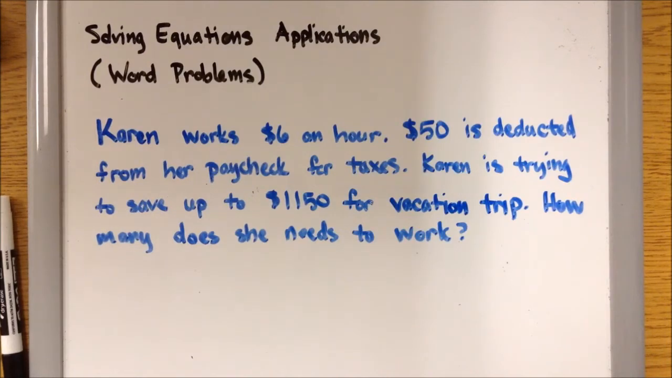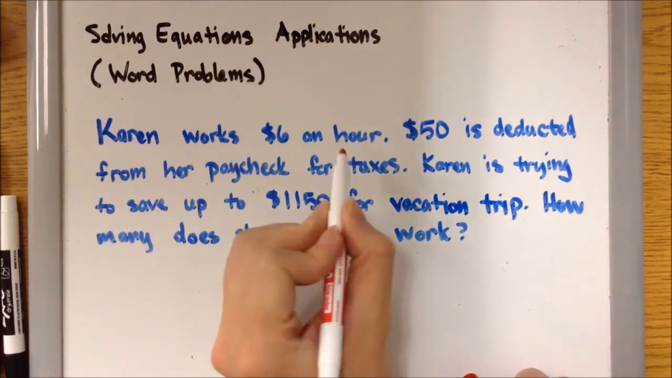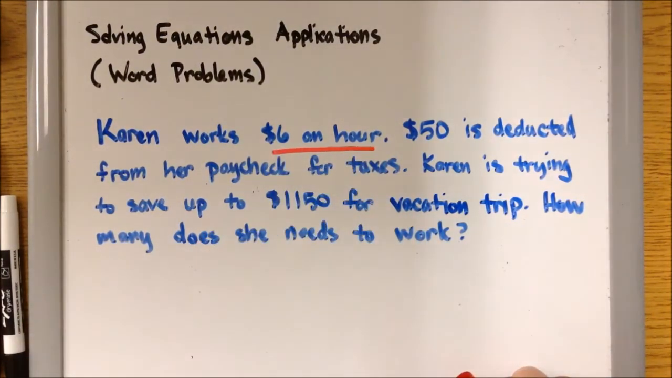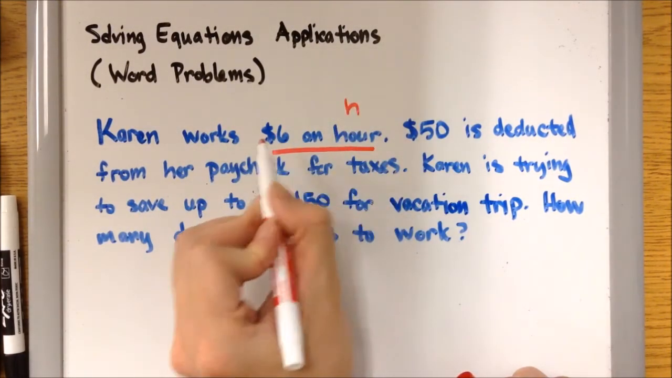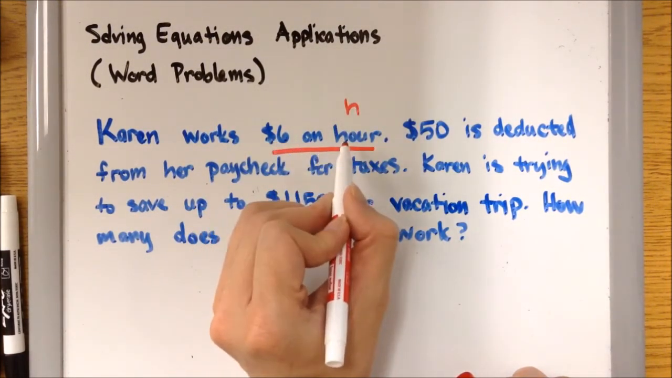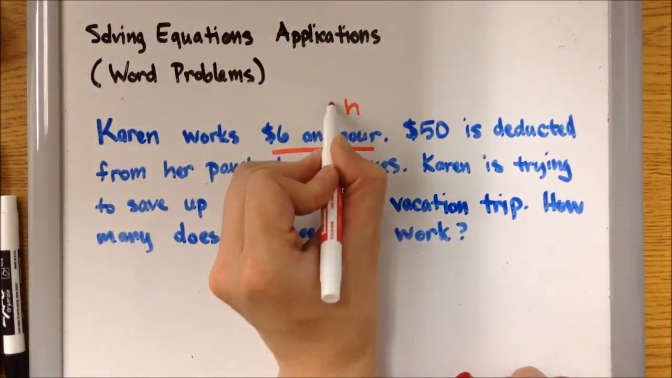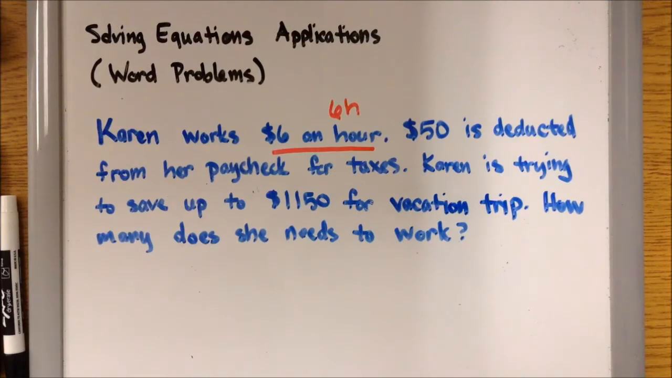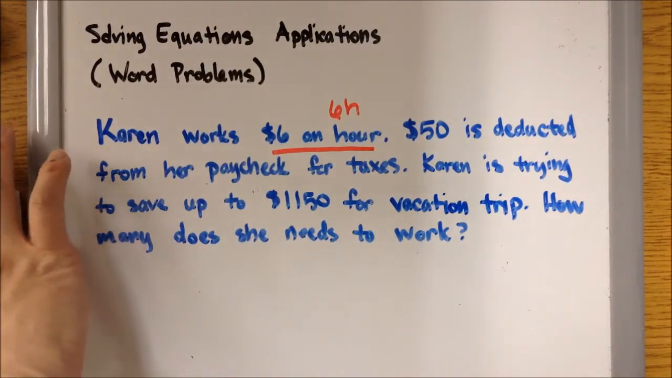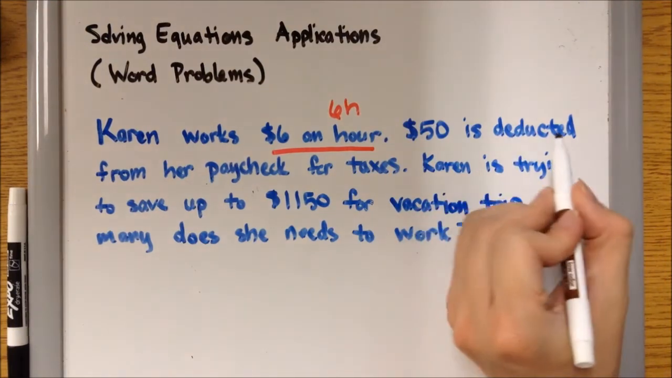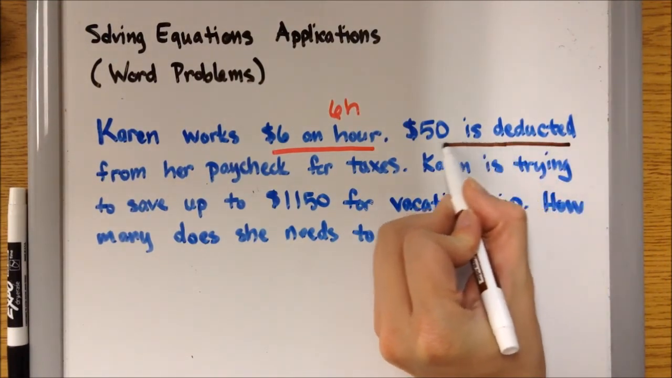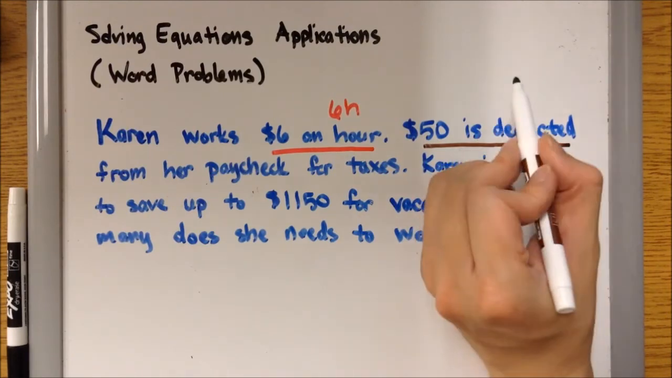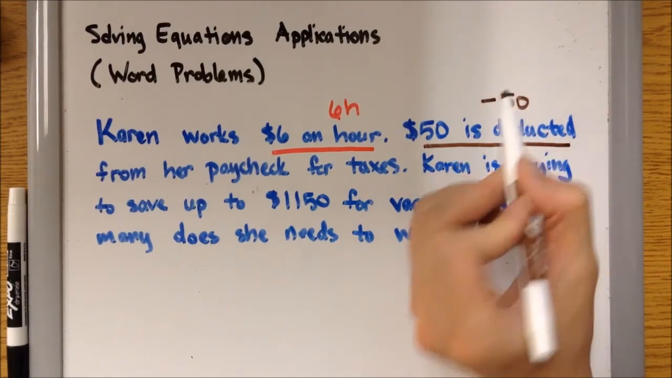So we need to identify our information. The first one, Karen works $6 an hour. So let's say we use H as our variable. When it says $6 an hour, it means $6 per hour. So it's multiplying, so it's going to be 6H. Now $50 is deducted from her paycheck. Deducting means subtract, take away. So if $50 is deducted, that means it's going to be minus 50 on her paycheck.